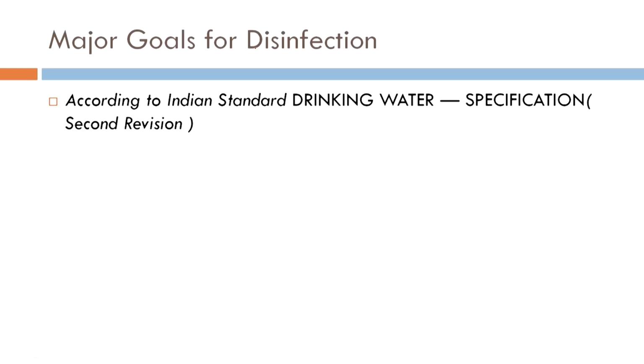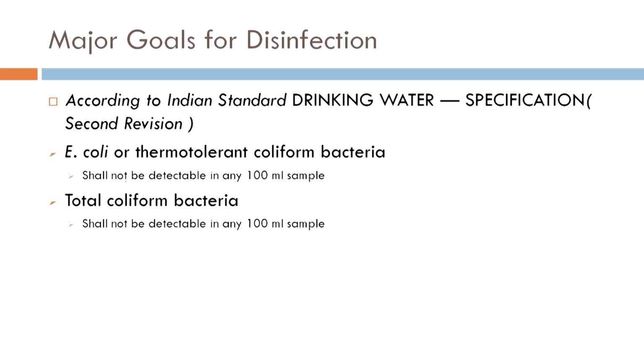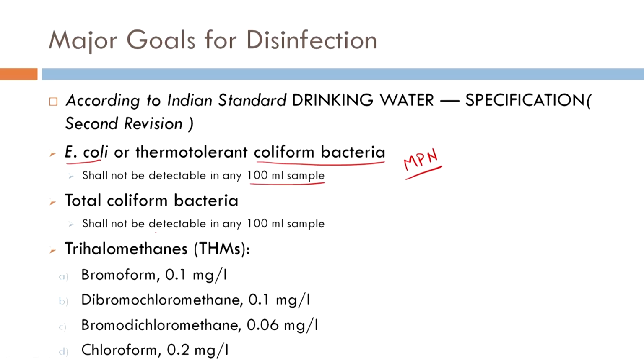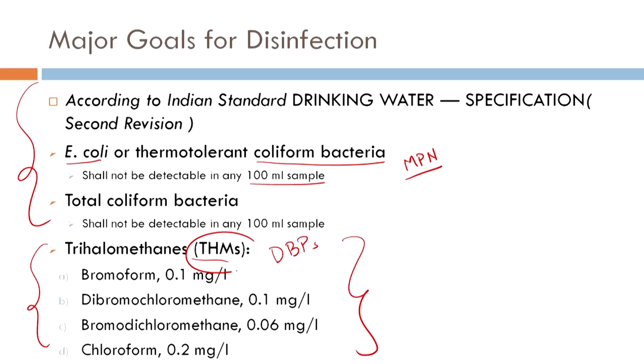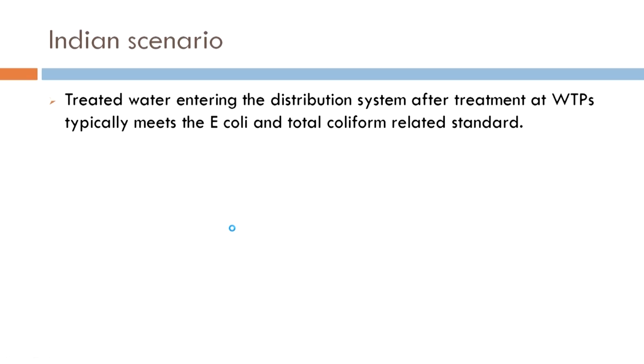So with respect to disinfection, what is it that we are trying to do now? We see that E. coli or the coliform bacteria should not be detectable in any 100 ml sample, measured as most probable number, MPN. Total coliform bacteria, E. coli and fecal coliform, should be 0, and we also look at trihalomethanes. While leading to disinfection, they should not lead to high formation of disinfection byproducts, some of which are trihalomethanes. So let us see what we have.